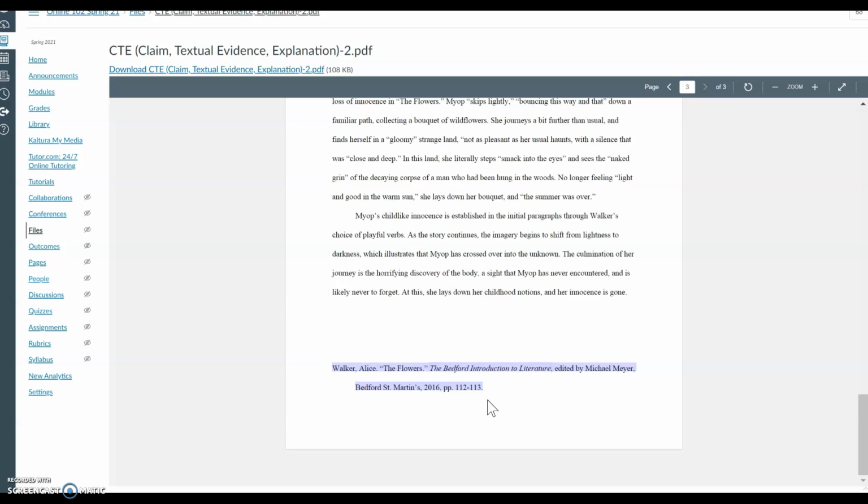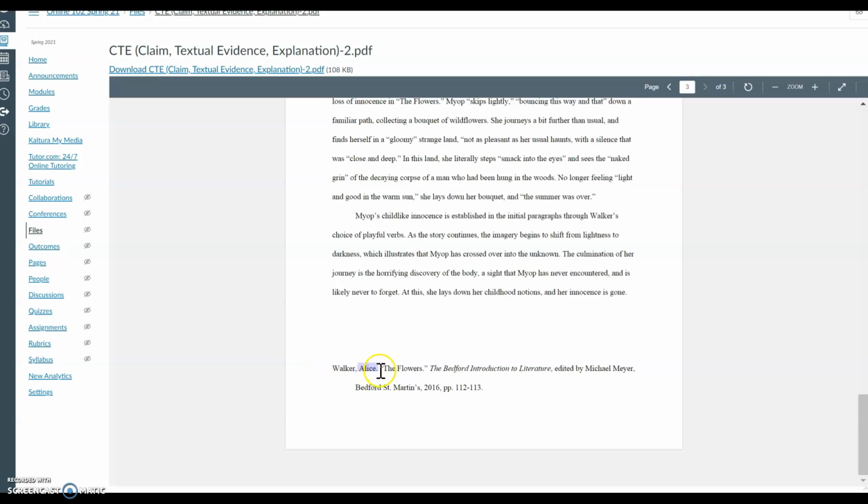because the Bedford Introduction to Literature, edited by Michael Meyer, Bedford St. Martin's 2016, will not change for the entire semester. If you are using the 11th edition, I'm pretty sure that it is the same editor. However, your page numbers may be different, so make sure that you do the correct page numbers for every single one of your papers. Also, please pay attention to the punctuation within this MLA citation.